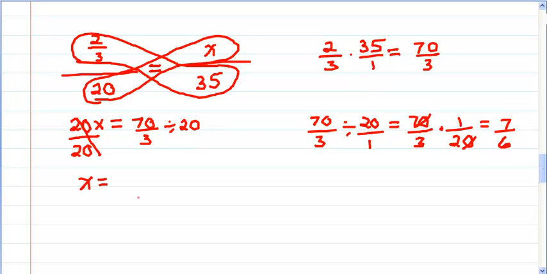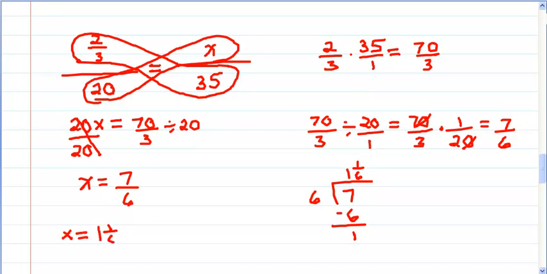So x is equal to 7 over 6. And if I write 7 over 6 as a mixed number, I just divide 6 into 7, and I have 1 and 1/6. So x is equal to 1 and 1/6, and our x represented the amount of cups of brown sugar, so it's 1 and 1/6 cups of brown sugar.